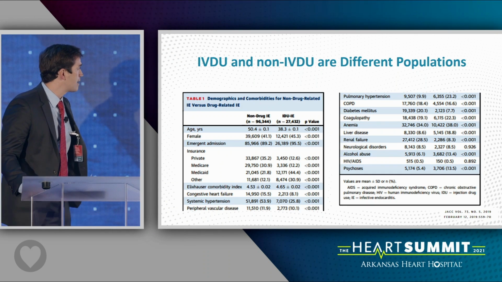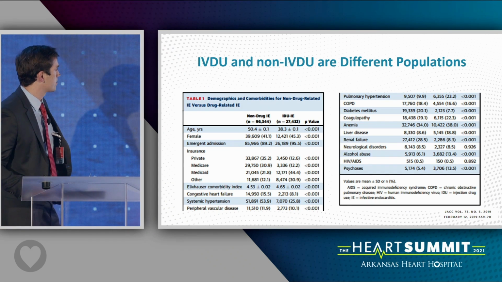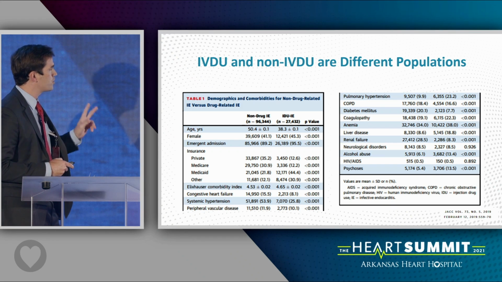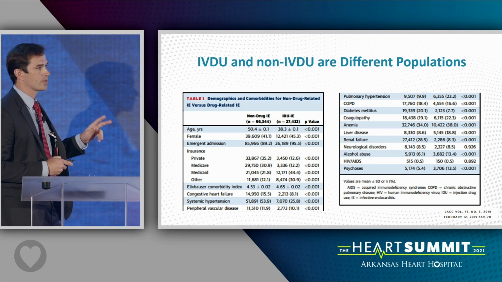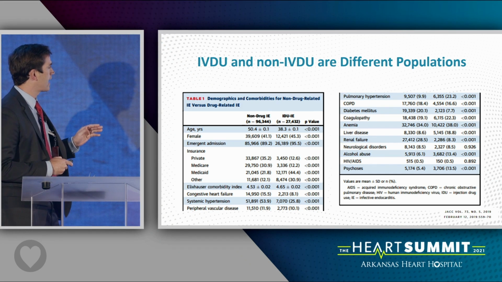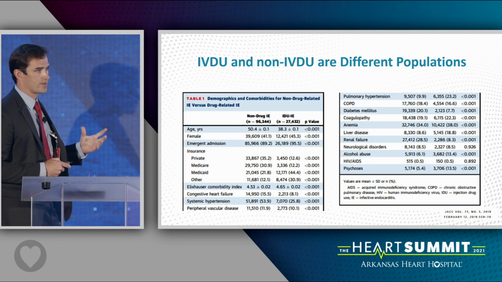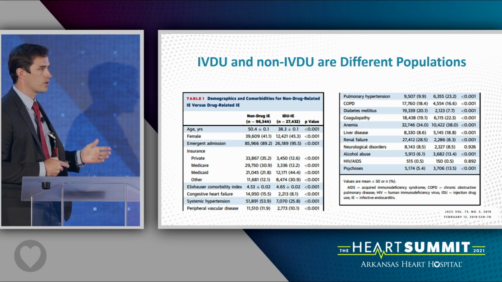This is a table from that JACC paper that I referenced earlier, and there's a lot of data on here. Don't get bogged down, but the point is that these are two completely different patient populations. So the average age of a patient that presents with non-drug related endocarditis in the study was 50, relative to 38 in drug users. And also the incidences of significant comorbidities are lower in the drug use population.